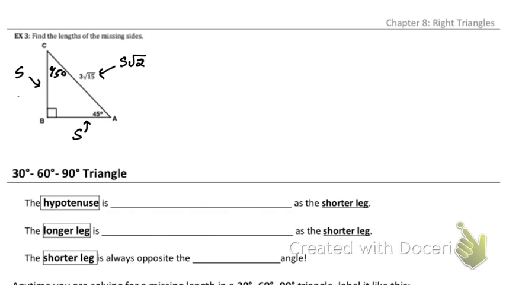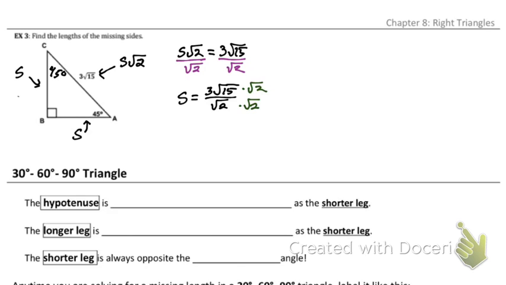Now I just look at which one's actually numbered. That one says 3 square root of 15. That's the hypotenuse. So S square root of 2 is going to equal 3 square root of 15. To solve for S, I'm going to divide both sides by square root of 2, and we'll have S equals 3 square root of 15 divided by square root of 2. But I need to multiply the top and bottom by square root of 2 to simplify.